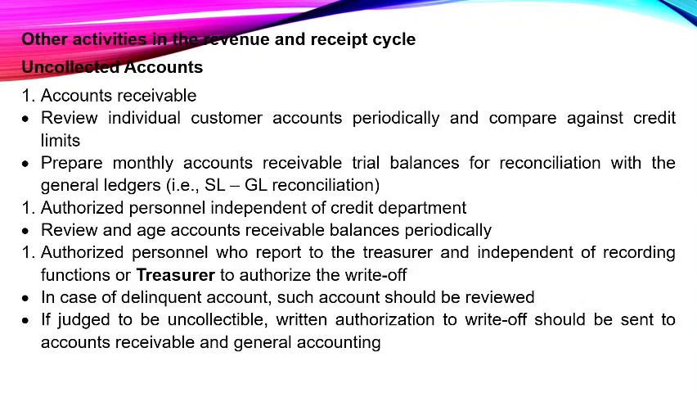Other activities in the revenue and receipt cycles: we got the uncollectible accounts. So, you have to review individual customer accounts periodically and compare against credit limits. You have to prepare monthly accounts receivable trial balances for reconciliation with the general ledger. We have to authorize personnel independent of the credit department to review and age accounts receivable balances periodically. Authorize personnel who report to the treasurer and are independent of recording functions, or the treasurer, to authorize the write-off.